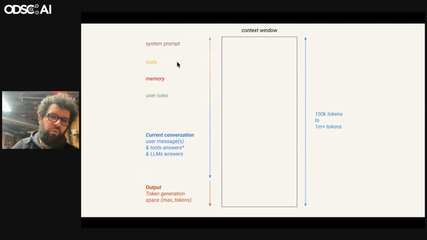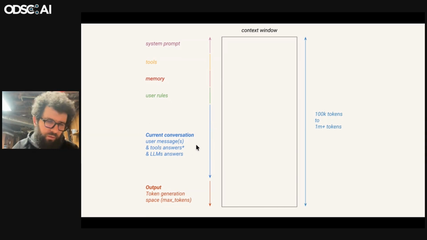So first you go with the system prompt or the tools, both can be changed. I would say tools should be first. Then you have the memory, you have the user roles that the user defines. Then you have all this space where you put the current conversation. And when I say the current conversation, it's the history of the user messages, the history of the tools' answers and questions, the history of the LLM answers.